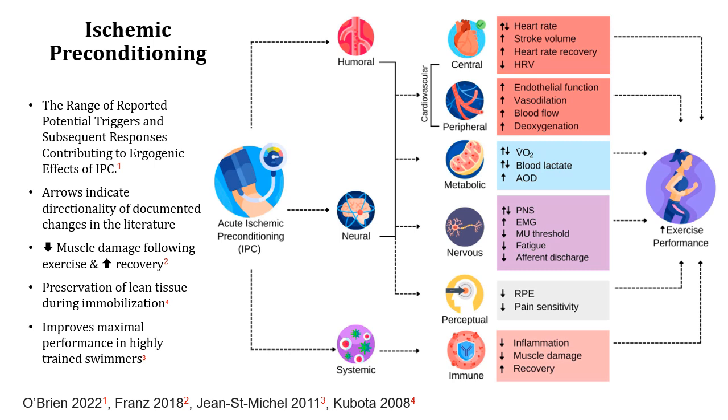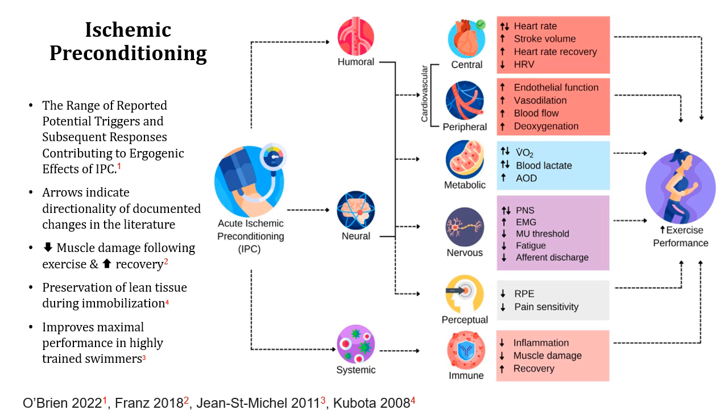was significantly less in the individuals that applied the cuff after that high intensity training. The preservation of lean tissue during immobilization has also been demonstrated with IPC, and improvements in maximal performance in specifically high-level trained swimmers. Specifically, they were able to improve their swim times by 0.7 seconds, which, in the elite individual swimmer, can take up to 12 to 18 months worth of training.